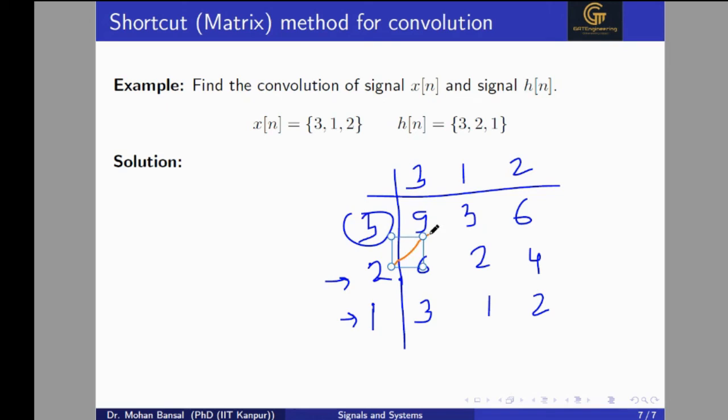Now draw the diagonal line in this way, from left bottom to right top. So here, this element corresponds to y0 because this is for n equal to 0, this is for n equal to 1, and this is for n equal to 2. And similarly, this is the value of h for n equal to 0, for n equal to 1, and for n equal to 2. Here we are seeing that this 9 is coming from x0 and h0, so this will be the value for y0. y0 will be 9 here.